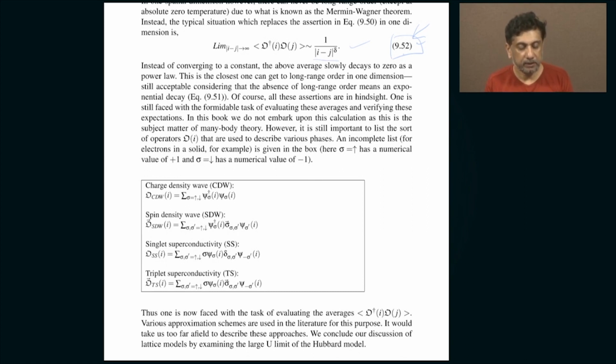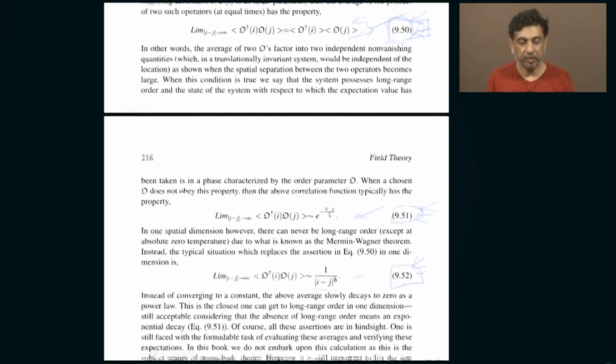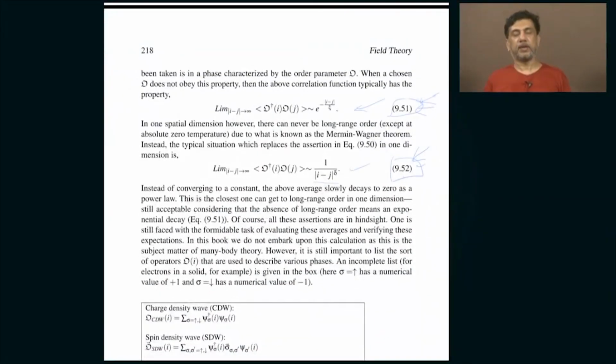There is something called the charge density wave order. Here psi is the fermion annihilation operator, and you create the total number of up and down spins at some lattice point I. So, that is basically the total density of fermions. That is called the charge density wave because it sums over all the spins. Now if you take averages of OI and OJ, if you make I and J far apart, they are still correlated.